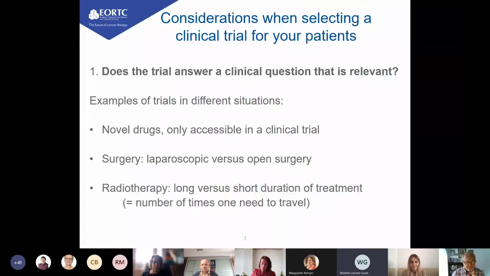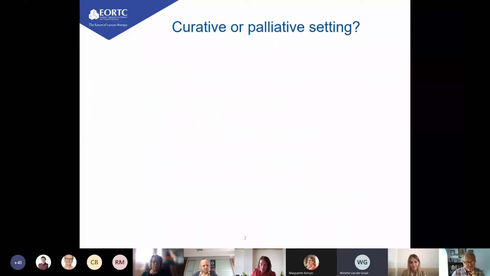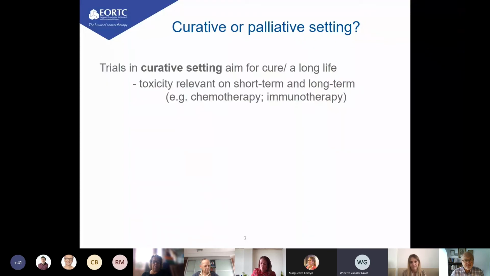Another important issue, if they are asking us to participate in a trial, is what is the context? Are these trials in a curative setting? So is there an aim for cure or long life? Because then we consider, even more, not only the short-term toxicity of such a trial, but also long-term toxicity.